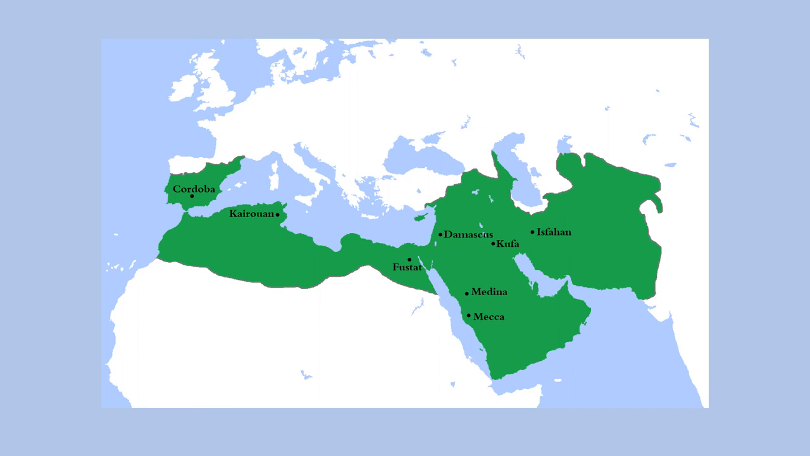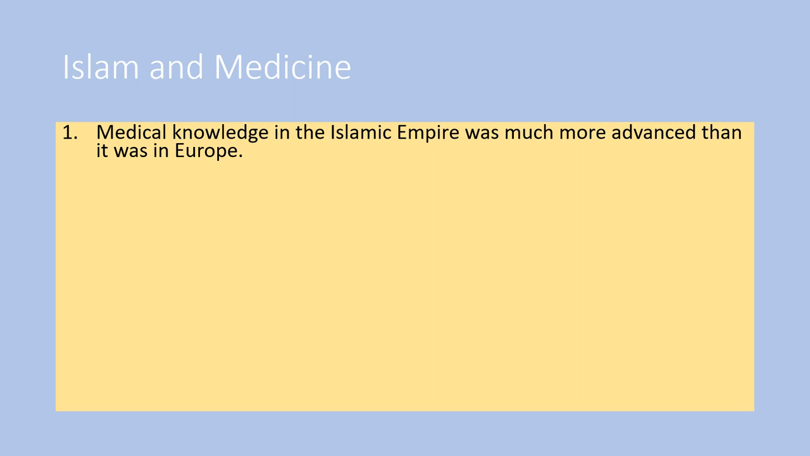So medical knowledge in the Islamic Empire was much more advanced than it was in Europe. And the reason for that goes way back to the fall of the Roman Empire in the late 400s AD. Now, the Roman Empire expanded all across Western Europe and also into the eastern part of what would become the Islamic Empire. When the Roman Empire collapsed in Western Europe, the Goths and the Vandals were the ones who conquered the Romans.